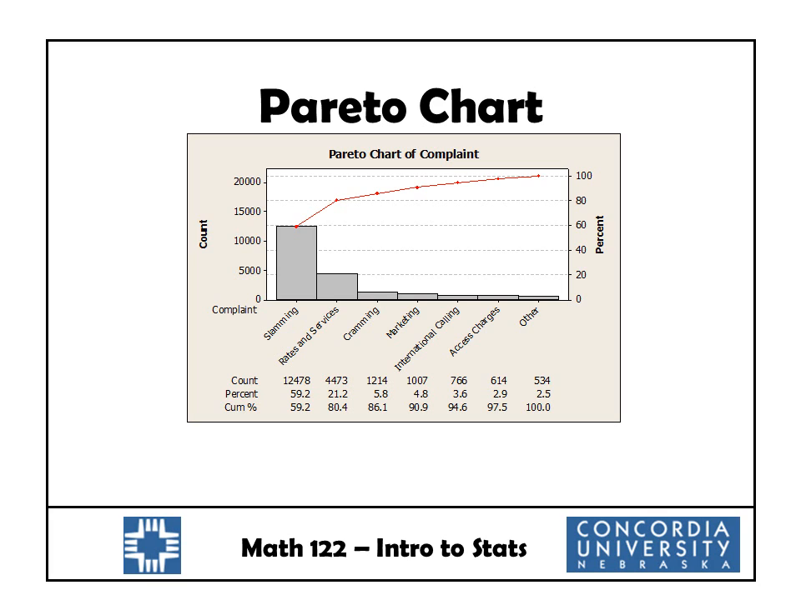So for instance we see that slamming had a count of about 12,500, and that was about 60%. Rates and services had a frequency of just under 5,000, and that was a little over 20%. And so we can see right away just by looking at the picture that slamming is the most frequent, rates and services was the next most frequent, but it was quite a bit less than slamming. Cramming was a little bit less than half of rates and services. Marketing was pretty close to cramming, and so on and so forth.